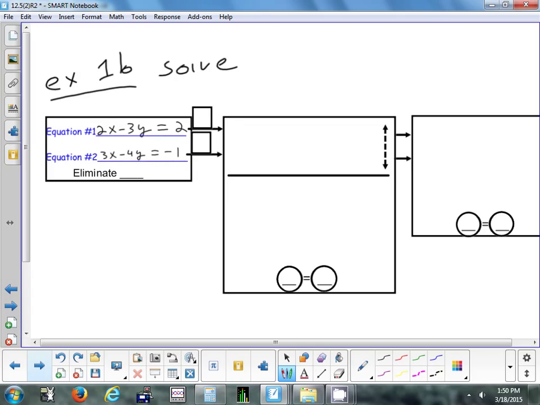Well, let's decide which letter we think we're going to get rid of first. Some people say x, some people say y. You could do either one. How many people want to try to get rid of x? Okay, 10 or so, so it's about half and half. It doesn't matter.